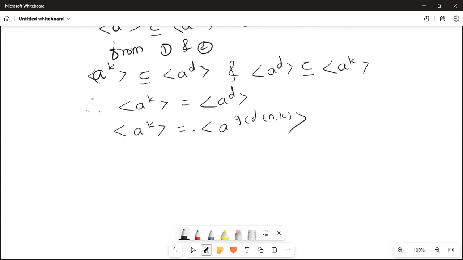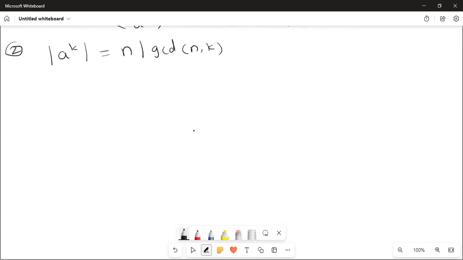Now we have to prove the second part. What is our second part? Then the order of a raised to k equals n divided by GCD of n and k. So this we have to prove. We first prove that n divides GCD of n and k.